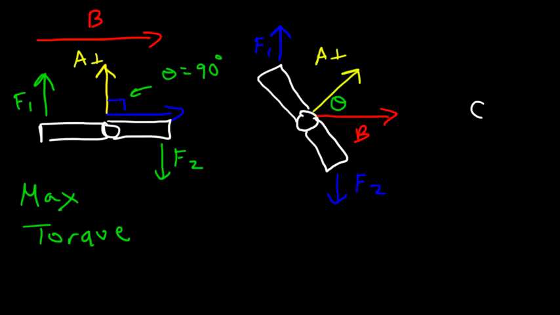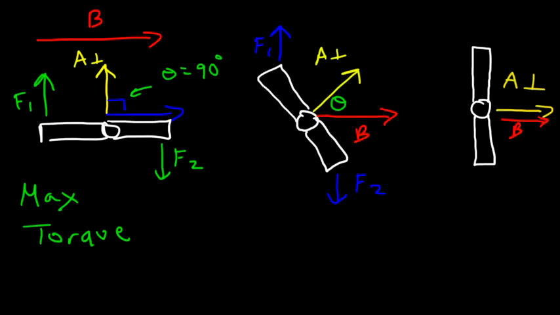And let's see what happens when the angle is 0. In this case, the normal line is parallel to the magnetic field, so therefore the angle between the two is 0. And when this happens, the magnetic field is perpendicular to the face of the coil. It passes through the coil. And so there's going to be no torque whenever you have this situation.